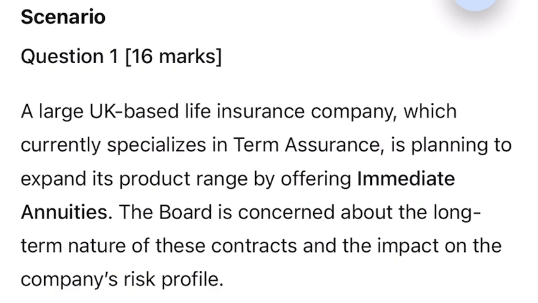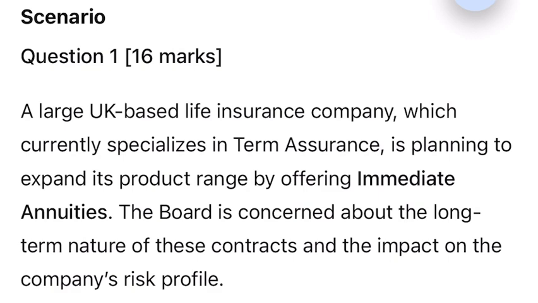Furthermore, term assurance is typically a short to medium-tail business with relatively low investment risk, as the primary driver of profit is the mortality margin. Immediate annuities are a long-tail business with significant reinvestment risk and interest rate risk. Because the insurer receives a single premium up front and pays out over decades, a fall in interest rates increases the present value of the liabilities, MVL, more significantly for annuities than for term assurance.